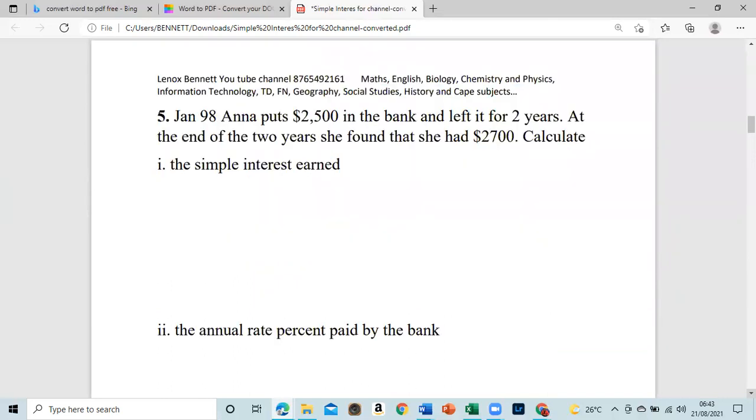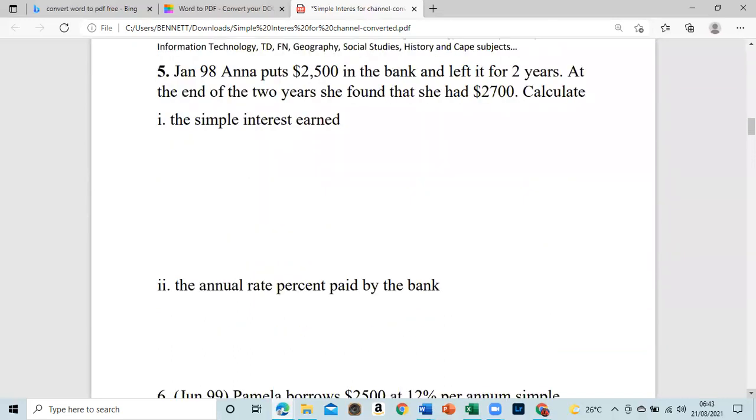All right, on to number 5, January 98. Anna puts 2,005 in the bank and left it for 2 years. At the end of the 2-year period, she found that she had 2,700. Calculate the simple interest earned.